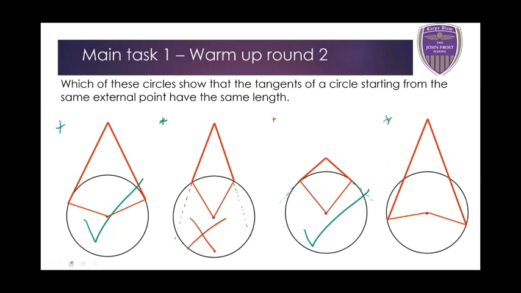And now the final one, number 4, well, we can blatantly see these aren't tangent lines because they're cutting straight through the shape. Even though they do look like they're roughly the same size, because they're not tangents, we can't tell for certain. So this last one doesn't follow the rule because they're not tangents.